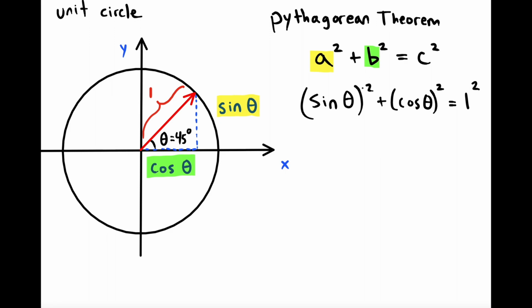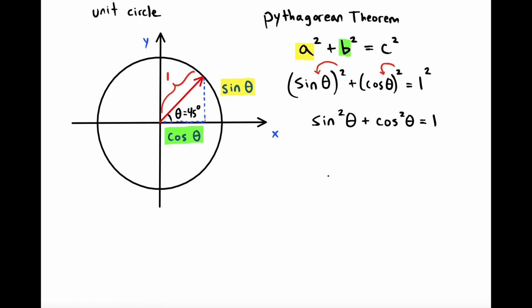Now oftentimes in trig, those squares get put here. It's just a notation thing, but it means the same thing as sine of theta squared if you write sine squared theta. So we have sine squared theta plus cosine squared theta is 1. That's a useful identity. We can also start with the identity that we have so far and create a new one. Here's how it would work.